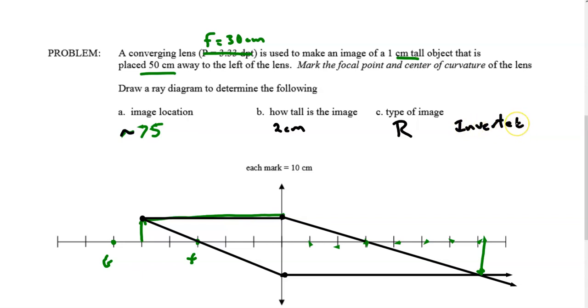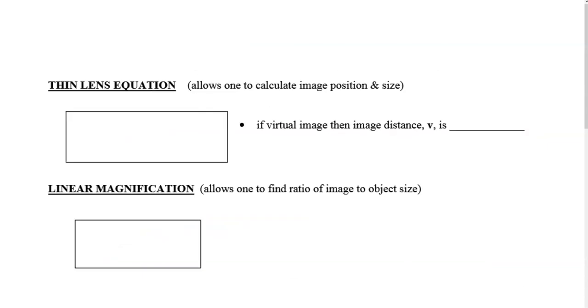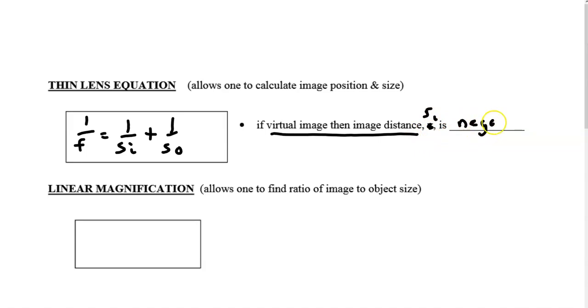So we want to be able to do that. It's pretty straightforward. Now, could we figure this out using an equation? The answer is yes. We can use the lens equation, which is the same as the mirror equation: 1 over f equals 1 over s_i plus 1 over s_o. And again, for a virtual image, the image distance s_i is negative. So be careful of that moving forward, because sometimes you're told where an image is, and if you're told it's virtual, you better put in a negative value for that.